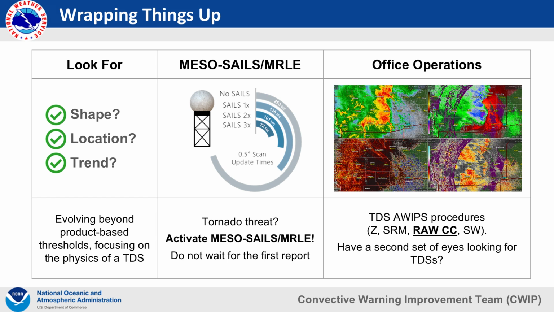And all of this is not to say that product-based thresholds are wrong. This is just an evolutionary way of looking at tornadic debris signatures that takes us to the next level to find those outliers and better improve our warning operations.